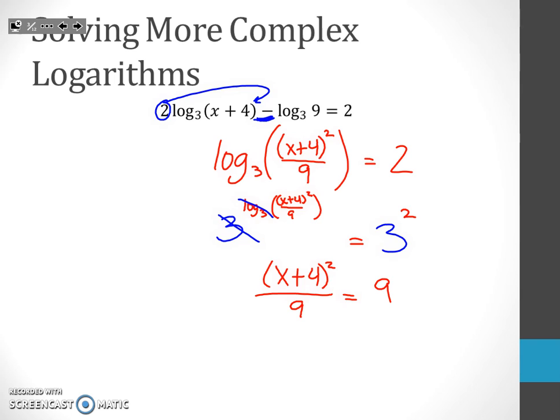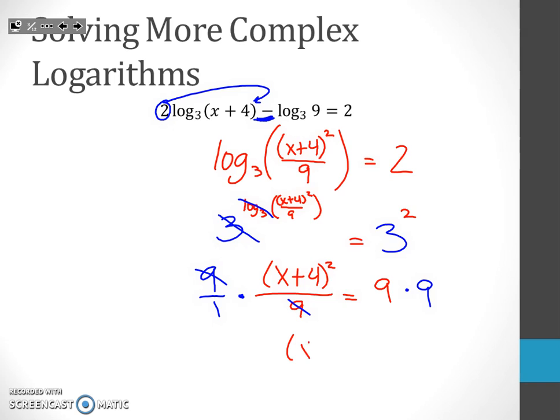Okay, we've got just a basic equation now. We've gotten rid of all the logarithms and exponential stuff. I've got this 9 on the bottom. Let's go ahead and get rid of that 9. Multiply both sides by 9 to get rid of that. Multiply this side by 9 here.